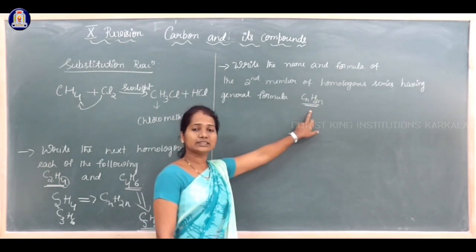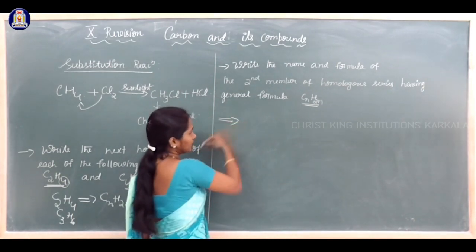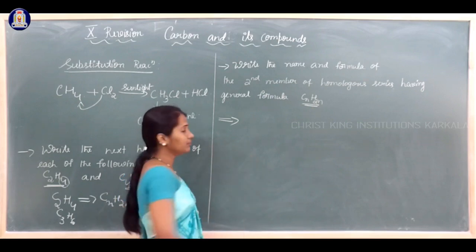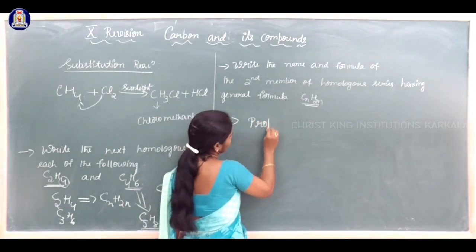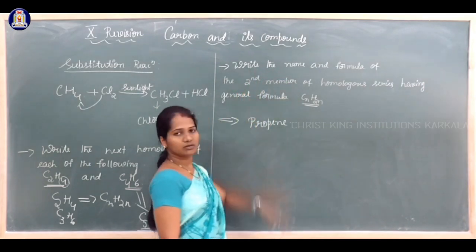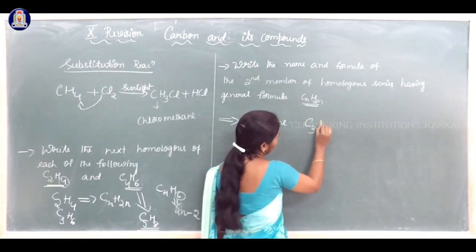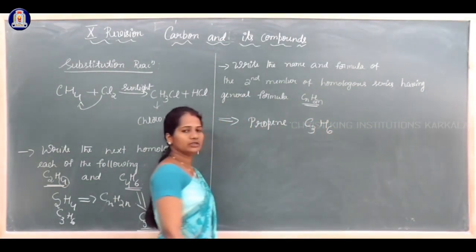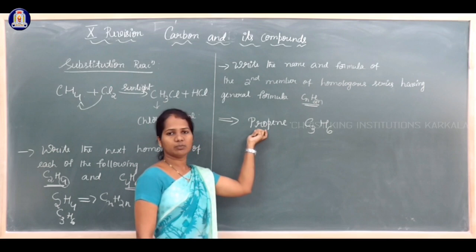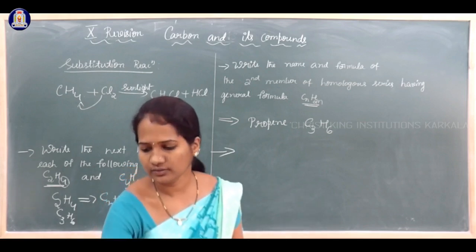In alkenes, the first compound is ethene. The second member of the family of alkene is propene. The name of the compound is propene. What is the formula of propene? Propene formula is C3H6. C3H6 is the molecular formula, and the name of the compound is propene. We'll move to the next question.